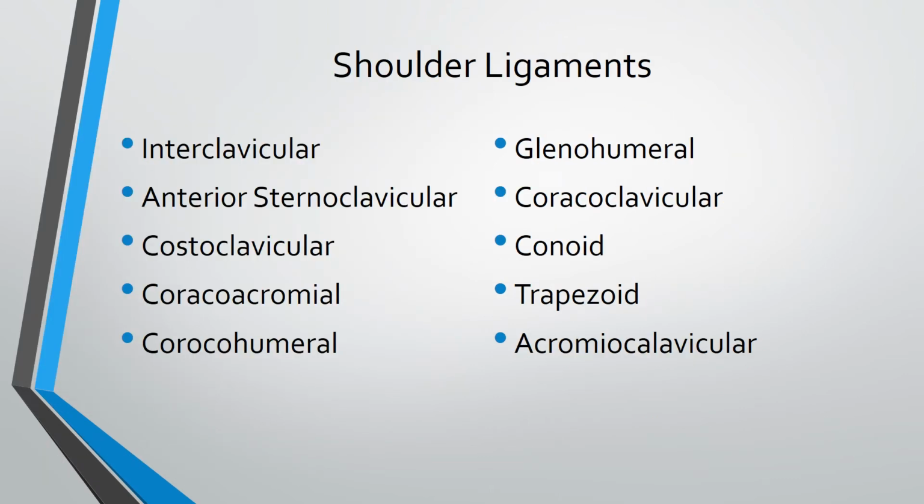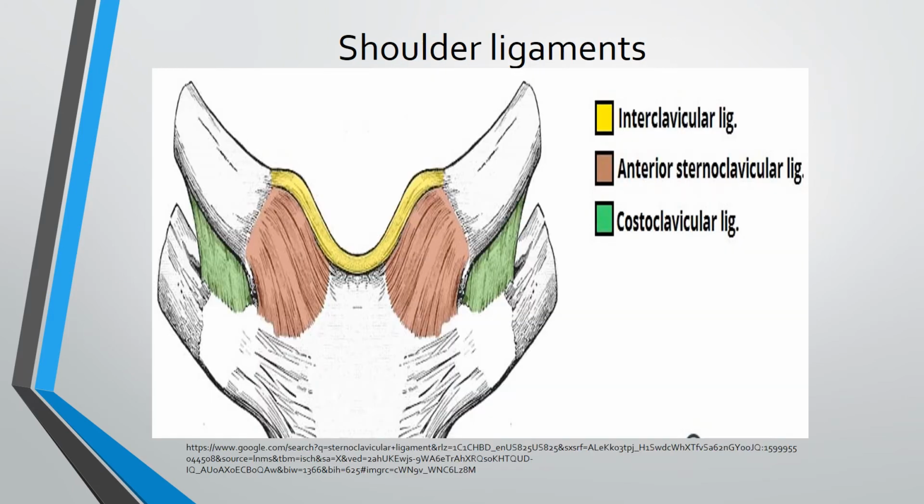Some important shoulder ligaments for throwing mechanism include the interclavicular, anterior sternoclavicular, costoclavicular, coracoacromial, coracohumeral, glenohumeral, coracoclavicular, conoid, trapezoid, and acromioclavicular ligaments. You can see where the ligaments lie.